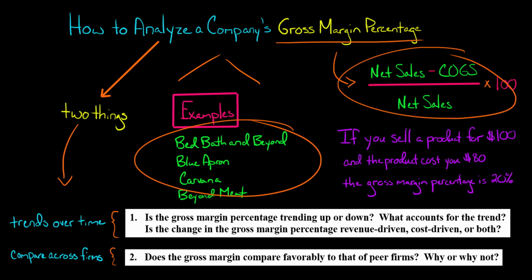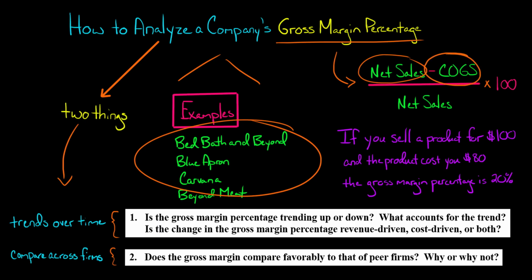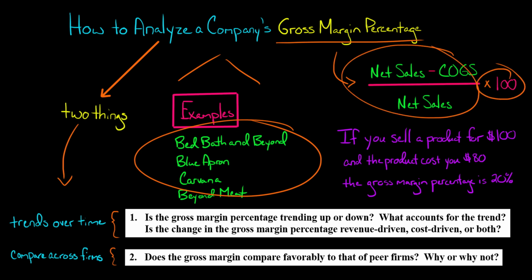So here's the formula. You take a company's net sales and you subtract its cost of goods sold. This gives you, right here in the numerator, the company's gross profit. You take that gross profit, you divide it by the company's net sales, and then this number that you get from this fraction, you then multiply by 100.